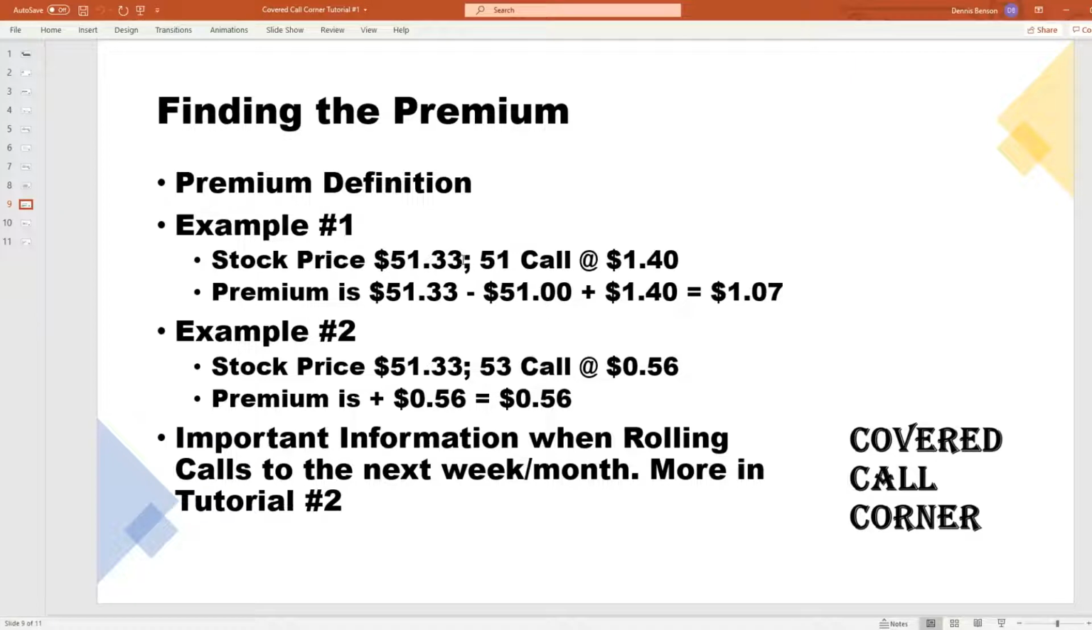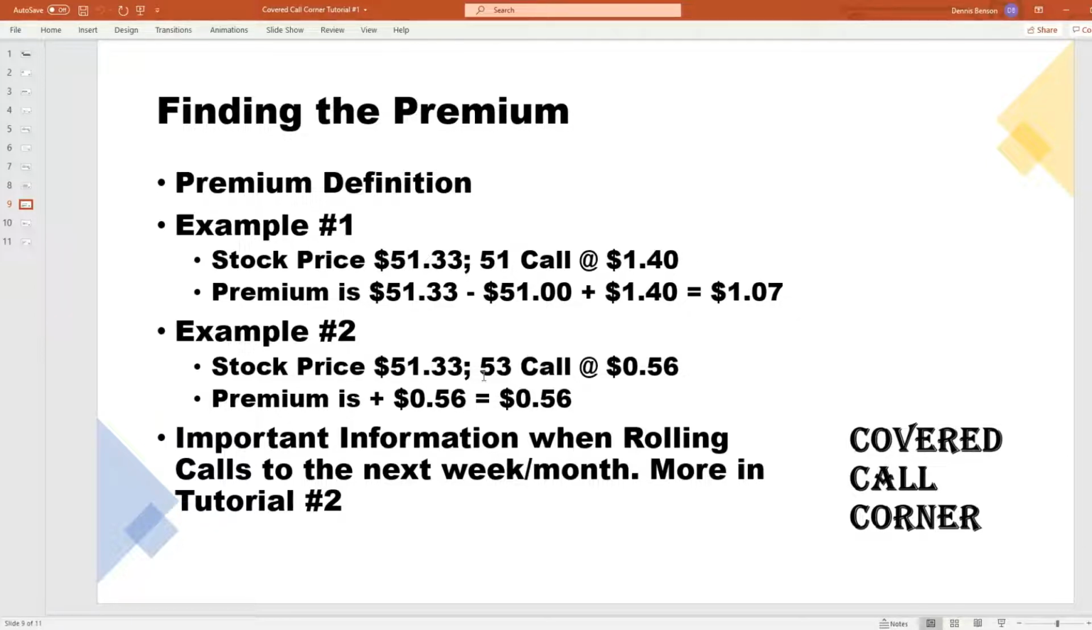Now, if the stock price was $51.33, like the GM one, and the $51 call, the bid price on that was $1.40. If I sold that call, the premium is the 51.33 minus the in the money strike price, right? Because I would have to sell it at 51. I'd lose the 33 cents, but I get the $1.40, which means that I would make about $1.07 per share. So the premium on the 51 call is $1.07, even though the bid price was $1.40.